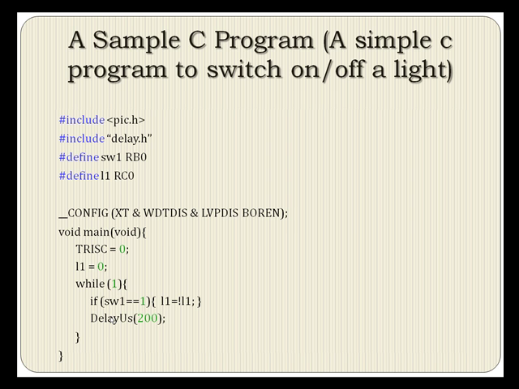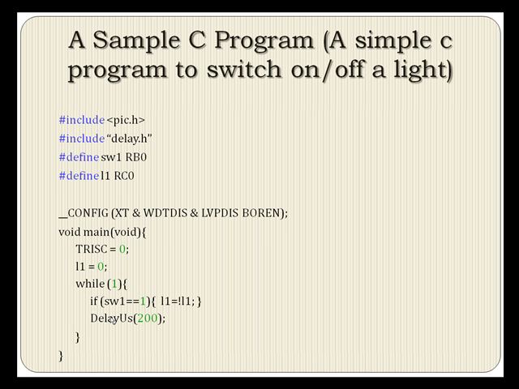Okay, now we can see a sample C program based on a switch that turns a light on and off. First of all, there is a header file called #include pic.h. This header file includes names that we use in the program to describe, for example, configuration bits and real address values like RC0, RB0, TRISB, TRISC and so on.